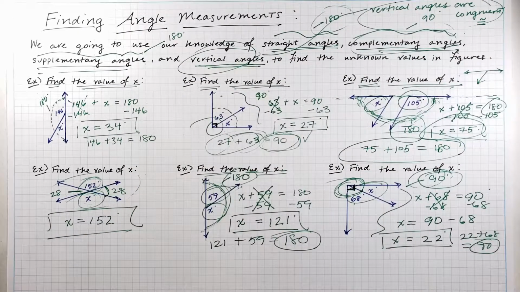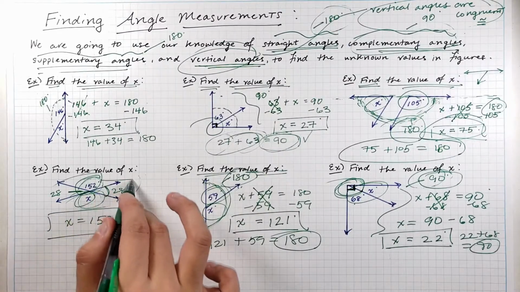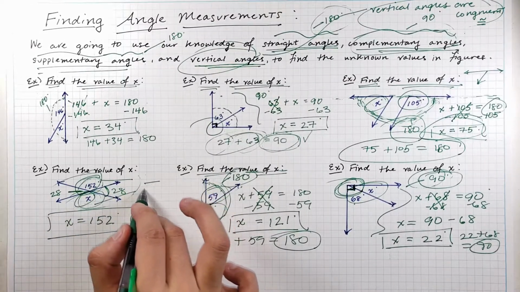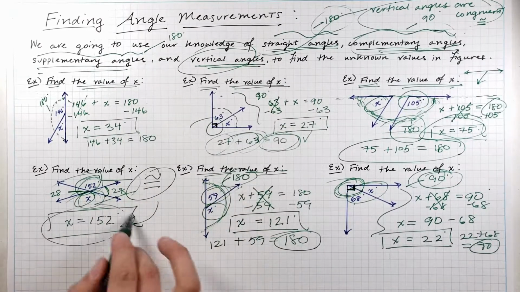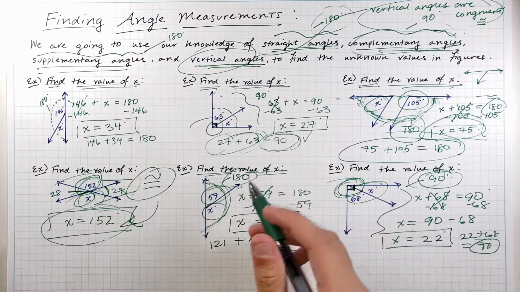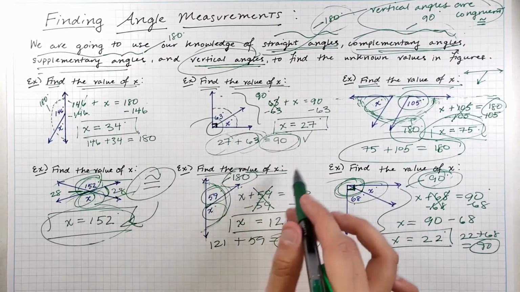Then we came over here, and we remembered vertical angles are congruent, which is very useful. We saw that 152 and x were vertical angles, and if that's the case, then that means that they're congruent, and that's what we did here. That's why I said 152, and it happened just like that.